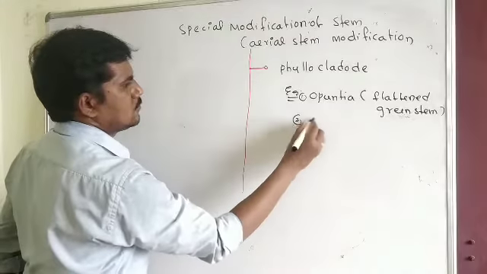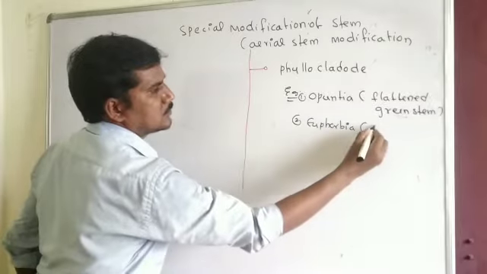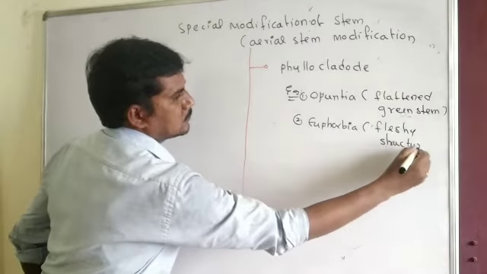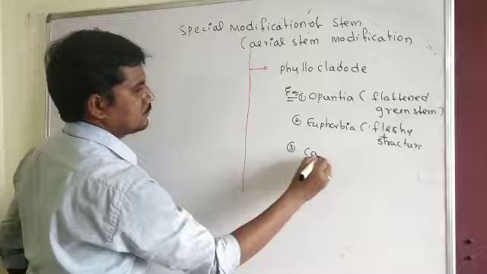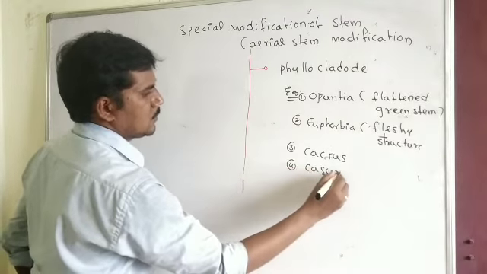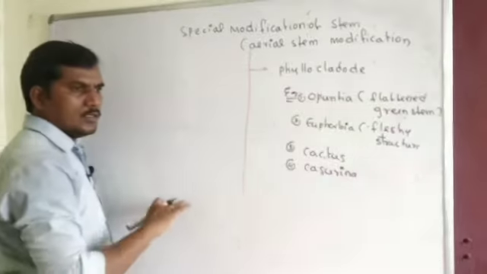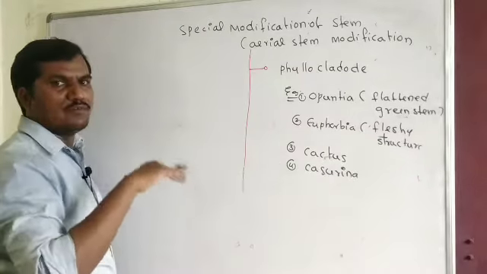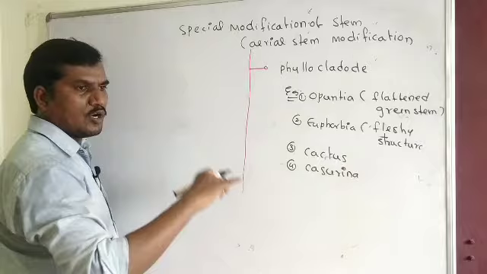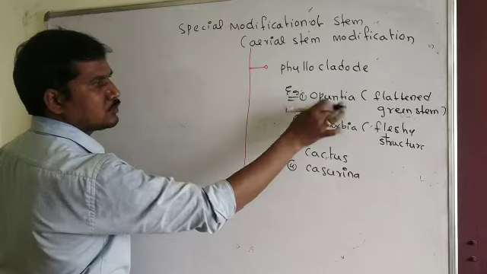Next one is Euphorbia. In Euphorbia, the stem is a fleshy structure. Next, other examples, cactus, Casuarina. So these are all examples of phyllocladodes. Phyllocladodes are nothing but the modified form of a flattened green photosynthetic structure. In phyllocladodes, leaves are modified into spines, especially in Opuntia, where the leaves are modified into spine-like structures.